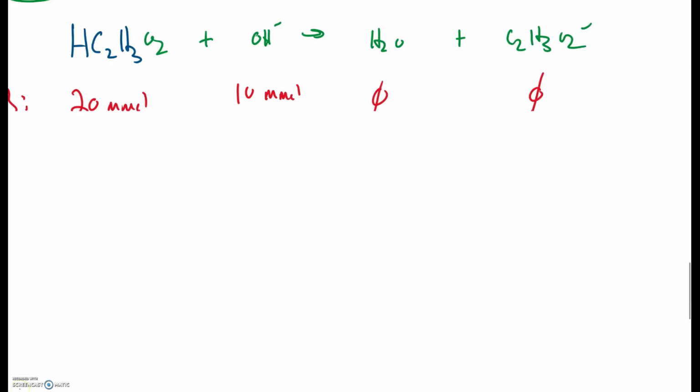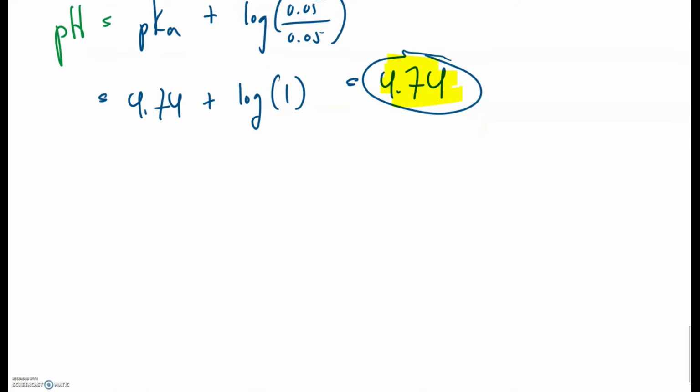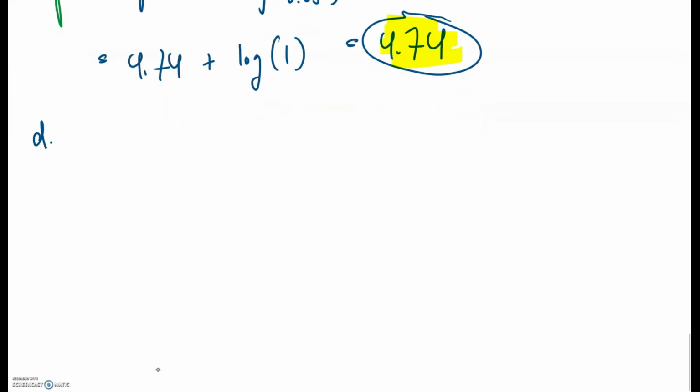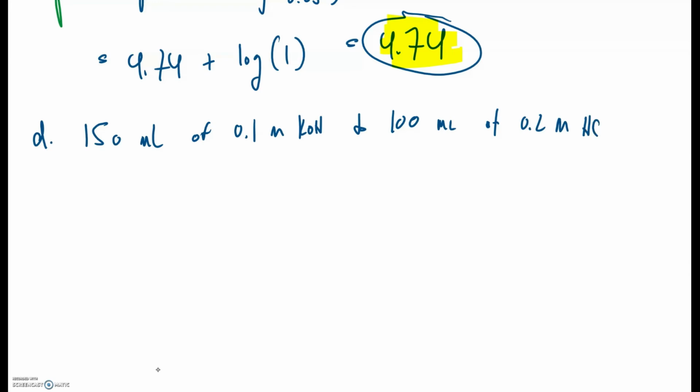All right, here is step D, 150 milliliters of base. Scrolling down all the way to the end. My computer's pretty slow today. Okay. Here, at step D, we are adding 150 milliliters of 0.1 molar potassium hydroxide to 100 milliliters of 0.2 molar acetic acid. All right, I think you guys are getting the hang of this. So I'm going to streamline things a bit.